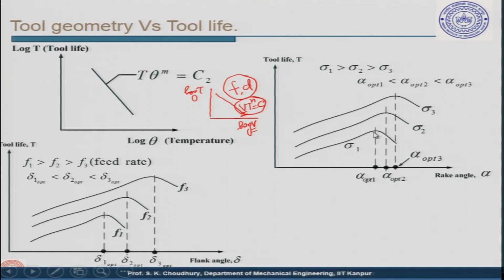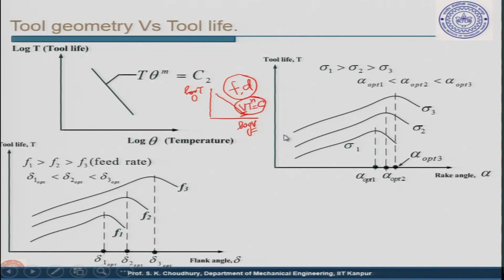So, this is the curve describing how the rake angle varies with the tool life. Initially, as we increase the rake angle, the tool life increases, because the cutting force decreases, the surface finish becomes better, and of course the temperature reduces, and reduced temperature means the tool life is increasing.